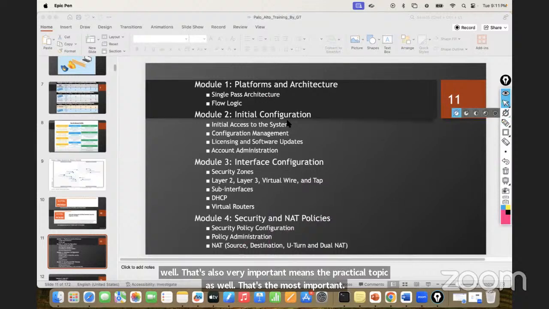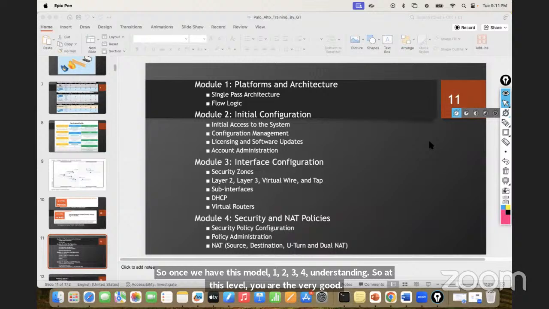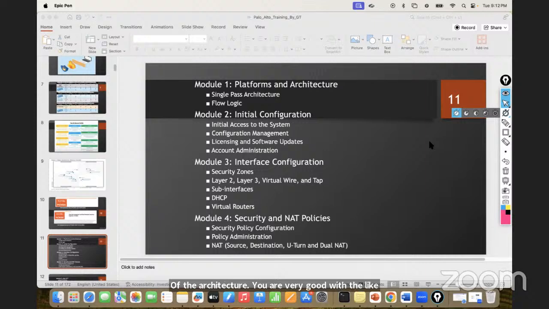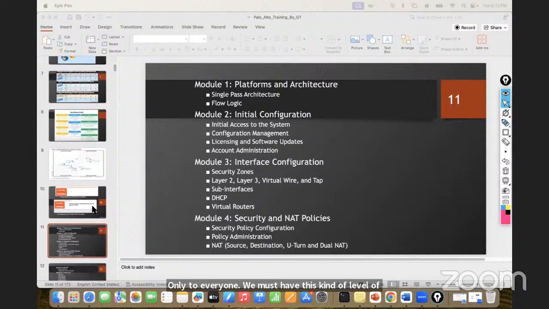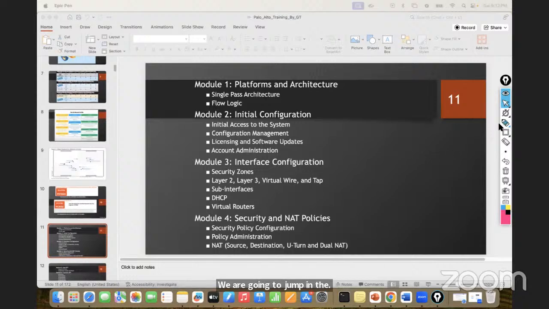Okay. So once we have this understanding of modules 1, 2, 3, 4, at this level you are very good with the architecture. You are very good with the interface configuration of the firewall. You are very good with NAT and the policy. That's the basic requirement of any security engineer. You have to be at this level of knowledge. At least I'm going to strongly recommend this to everyone. We must have this level of knowledge because it's very important, guys. After this, we are going to jump into the NGFW firewall features.